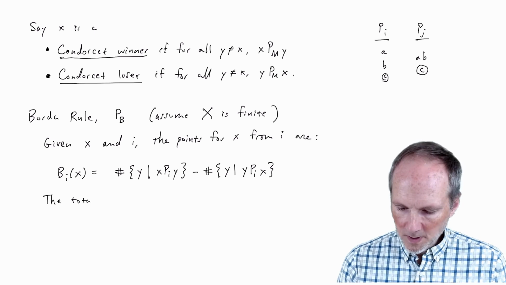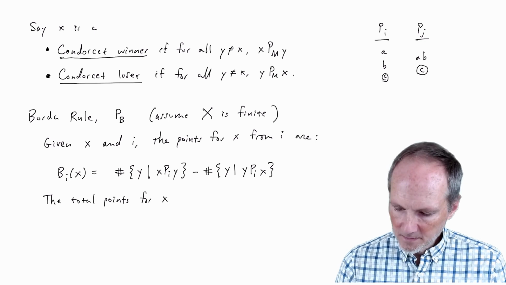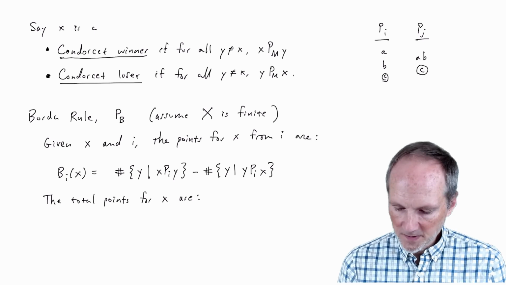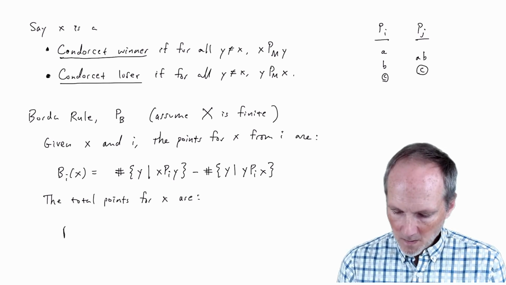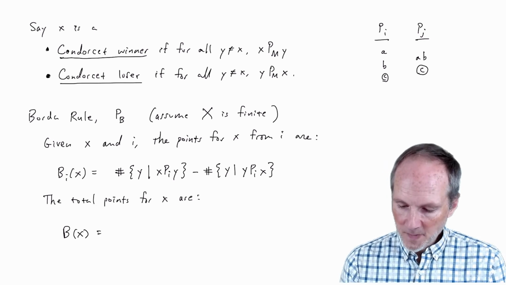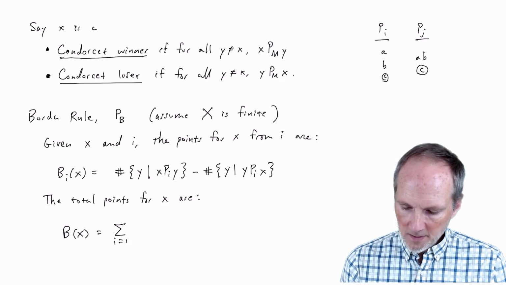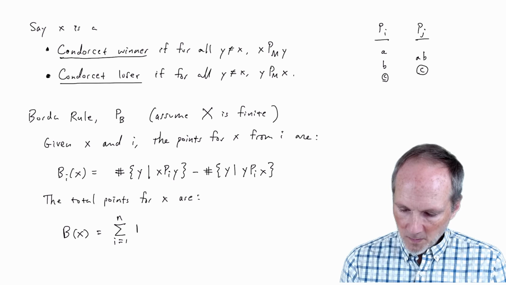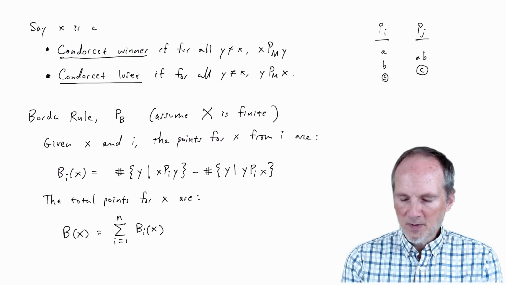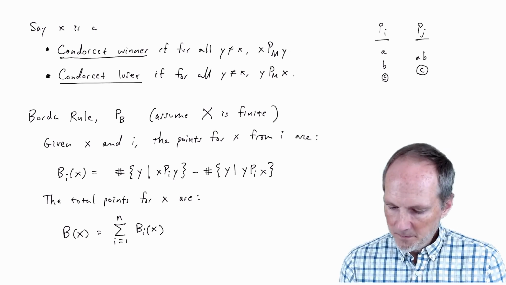And the total points for x are just the sum of those. We add up over all the individuals. So this is b of x without an I, because this is the total, and we're going to use the summation notation where we look at the points from person I, and we add those up, going from person 1 all the way up to person N.